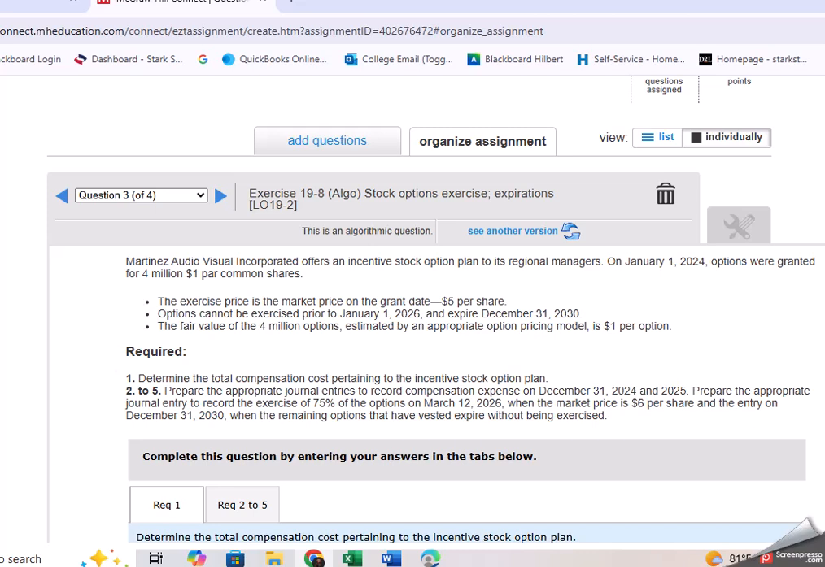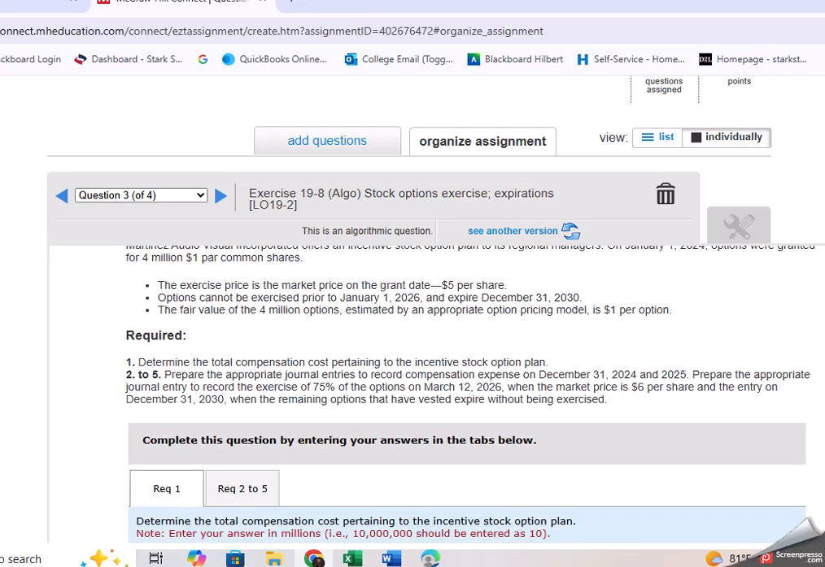4 million shares are granted. The exercise price on the market date is $5 per share. The options cannot be exercised until January 1st of 2026, so that is 2 years later. And then they have 4 years to exercise them. They'll expire on December 31st of 2023. They run it into their option pricing model and it's $1 per option.